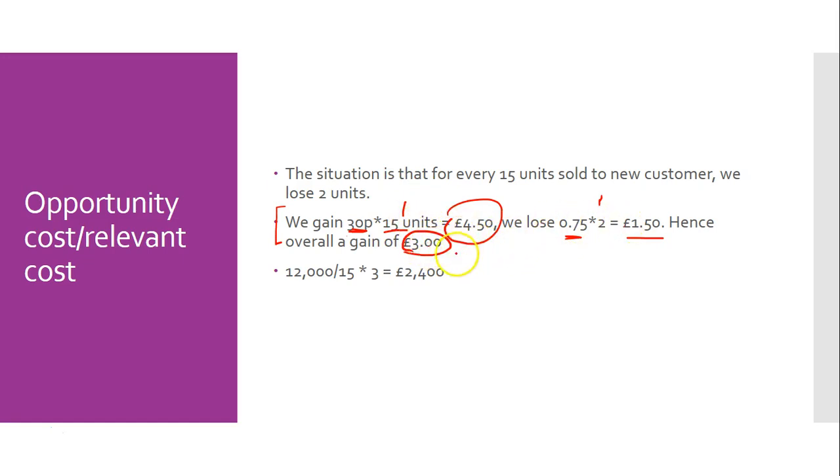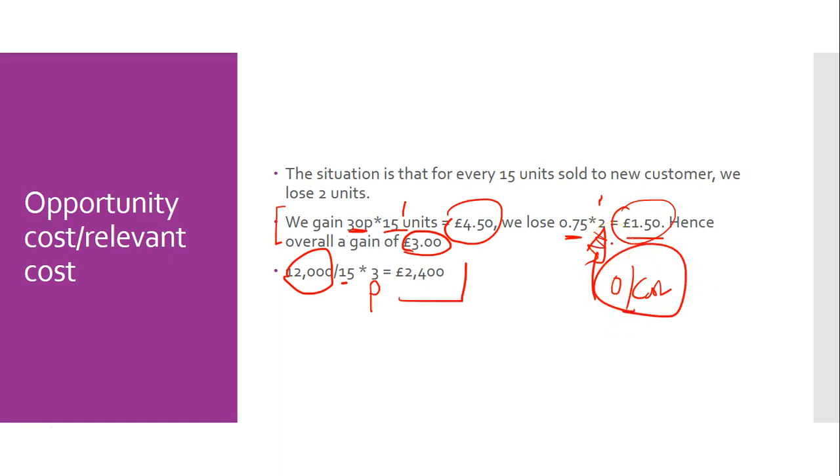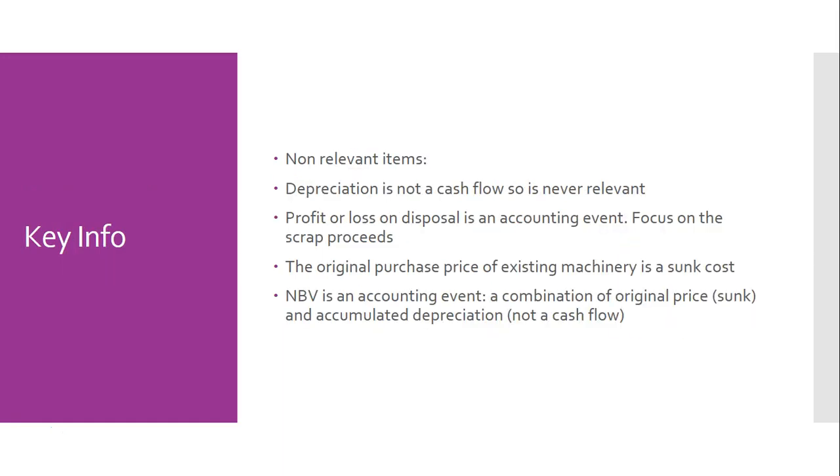You're only going to get £3 because you're losing £1.50 as a result of the fall in the production of the existing units. So the overall gain must be the 12,000, which is what the contract is for, divided by 15 times this gain of £3, and that leaves you at £2,400. So you can see we had to consider this opportunity cost, so to speak, the type of opportunity cost that they give us. Okay, great stuff.